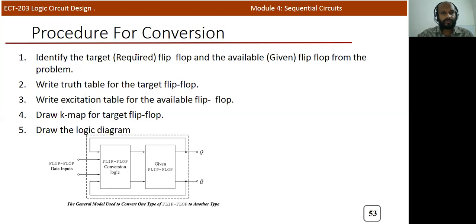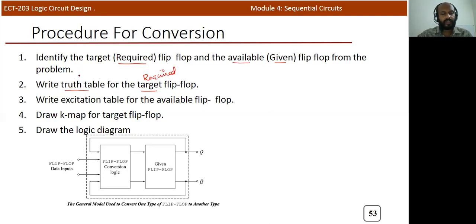So this is the general procedure for the conversion. From the given question, you need to identify the target flip-flop, or we can call it the required one. So we need to identify the required flip-flop and which is the available one, or we can also call it the given flip-flop. From the problem, you need to identify the required and the available one. After identifying them, you need to write the truth table of the target, or the required one.